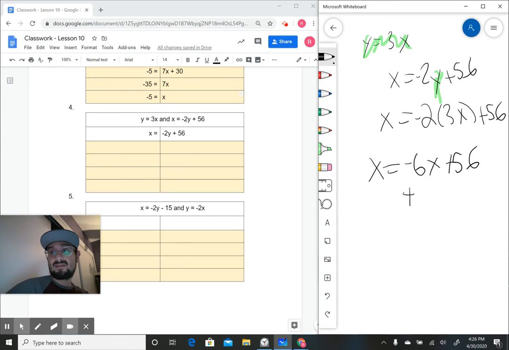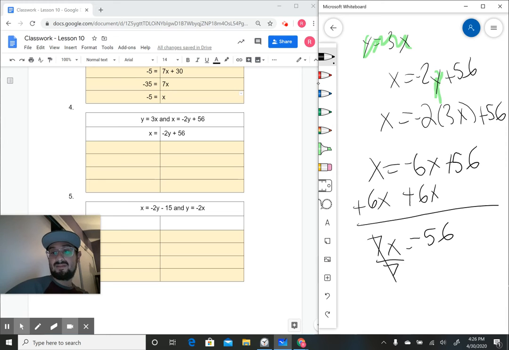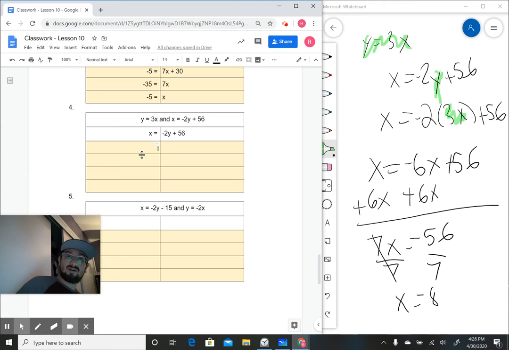Add the 6x to both sides. So 7x equals 56. Divide by 7. X equals 8. And that's from substituting this into there, right? And then negative 2 times 3 is negative 6x, and so on, right?